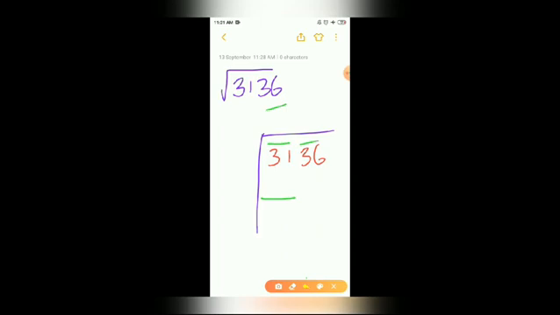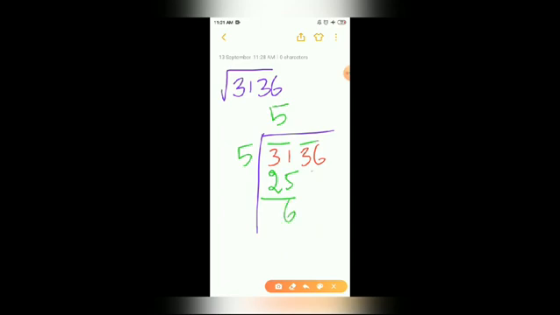6 means what do you get? 6 6s are 36. But here I have only 31, so you can't write 36. So the quotient will be 5, here also 5. 5 5s are 25. The remainder is 31 minus 25, which is 6.